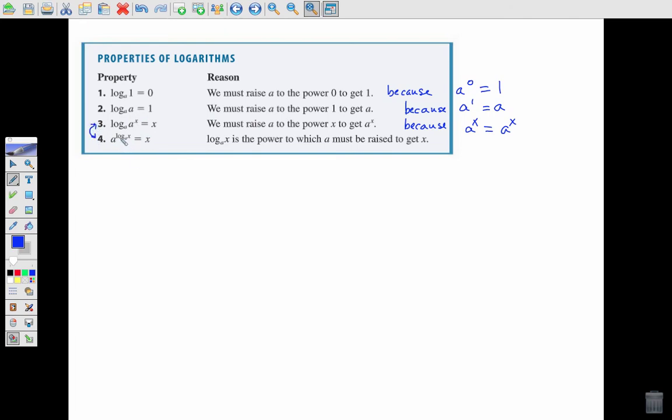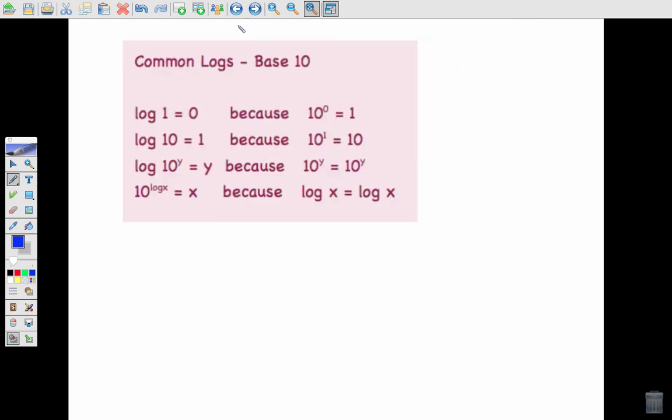Okay, and these two are kind of similar. So a to the log base a of x, those are inverses, so those cancel, and we end up with just x. The reason is if we wrote this in log form, log base a of x equals this exponent here, log base a of x, which is always true. Okay, so a to the log a, those are going to cancel. You really want to know these because these are shortcuts.